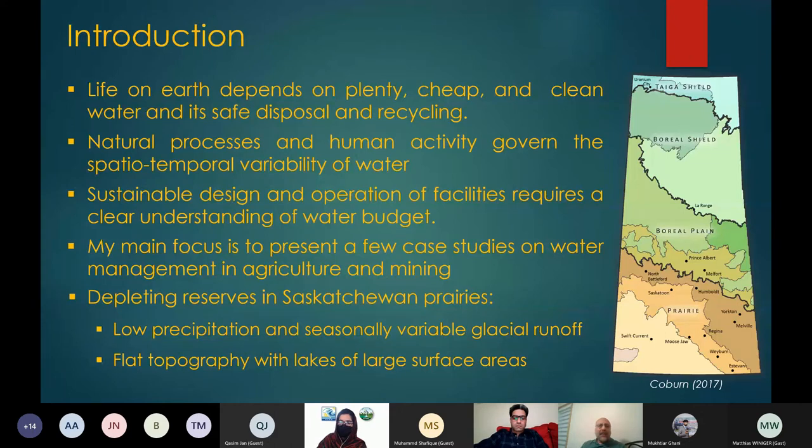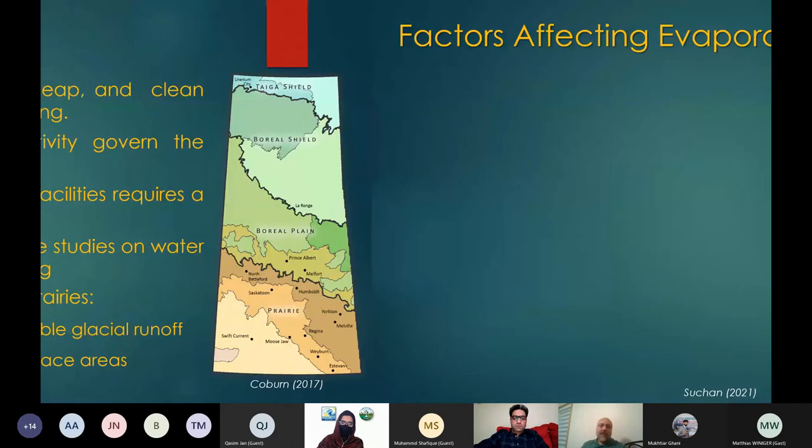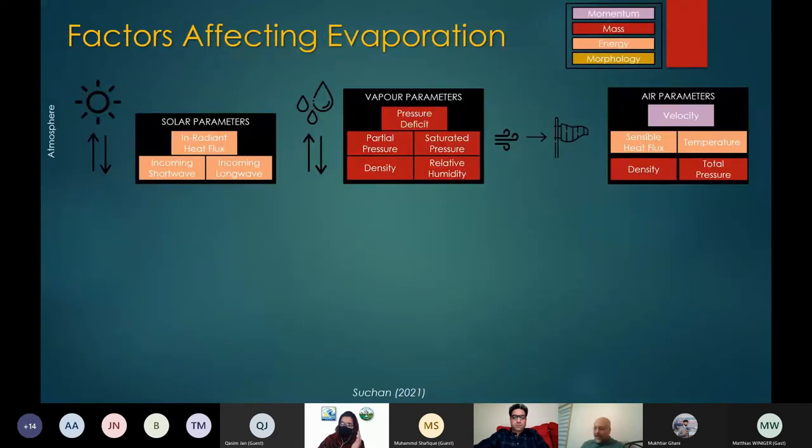And evaporation is affected by so many factors. It's a complex phenomenon. And my doctoral student, Jared Silken, recently summarized various factors affecting evaporation. And he classified all of those into four major classes: momentum, and, on the top right of your screen, mass, energy, and morphology.